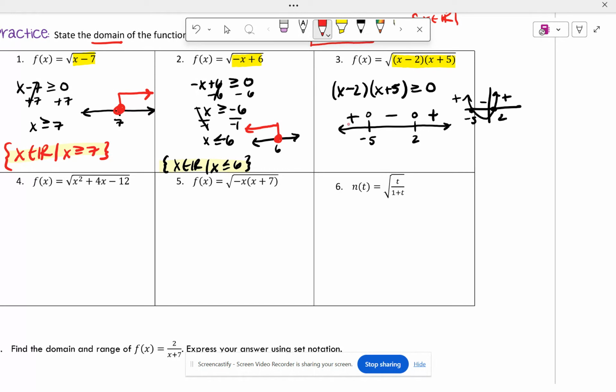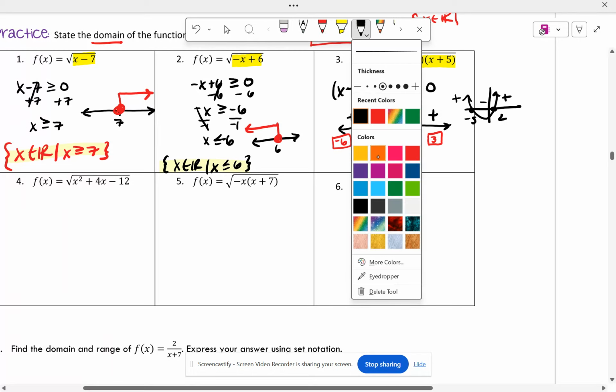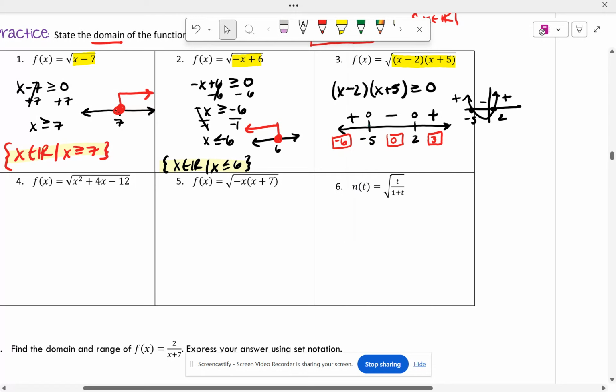You could also graph it, or you could do test values to help you envision what's happening across that number line. So if you substituted in with test values, you would put a negative 6 in there, and you would get a negative times a negative, which would give you a positive. If you tested in a 0, you would get a negative times a positive, which gives you a negative. If you plugged in a 3, you would get a positive times a positive, which gives you a positive. We want where the piece under the radical is greater than or equal to 0, so we would shade down from here and up from here.